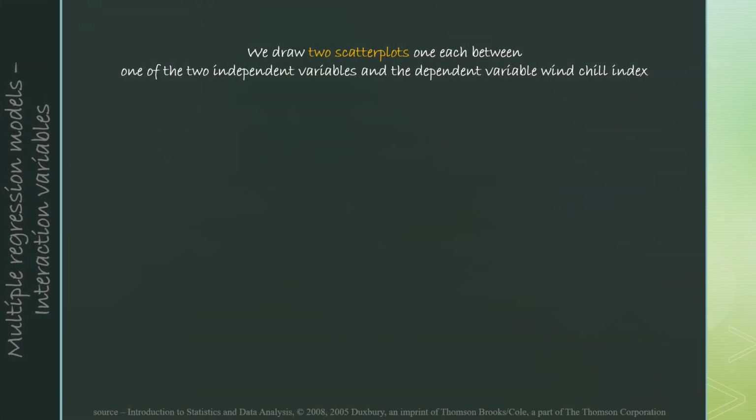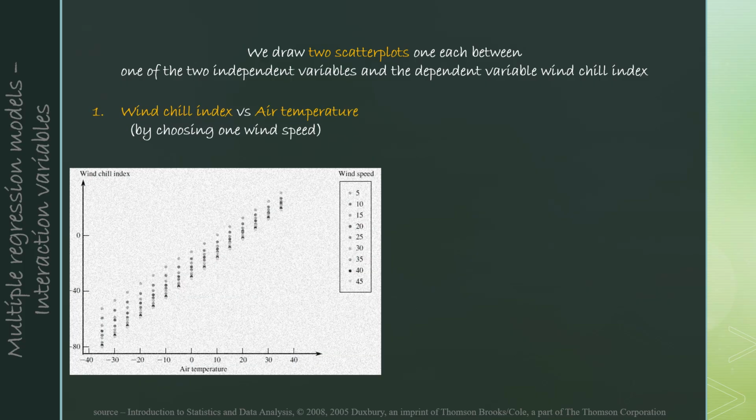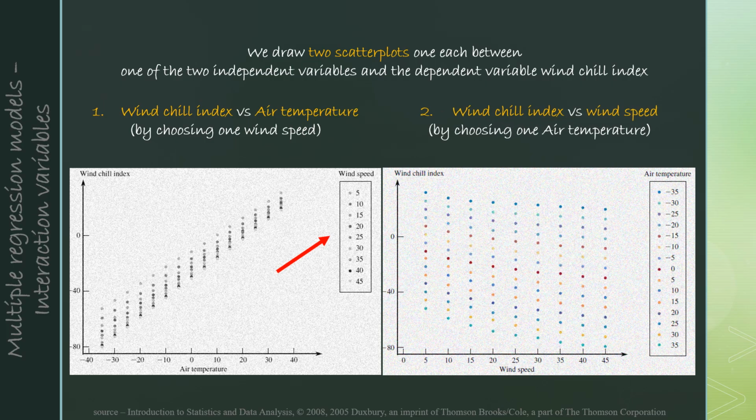We draw two scatter plots, one each between one of the two independent variables and the dependent variable wind chill index. One, wind chill index versus air temperature by choosing one wind speed from the sample at a time. Two, wind chill index versus wind speed by choosing one air temperature from the sample at a time. Let's look into these scatter plots in detail and understand how they influence our choice of predictor variables one by one.